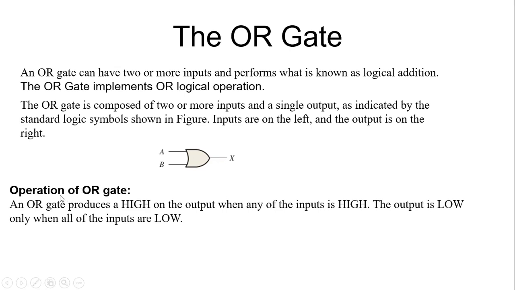Operation of OR gate. An OR gate produces a high on the output when any of the inputs is high. If A is high, the output will be high. If B is high, the output will be high. If both A and B are high, the output will be high. The output will be low if both the inputs A and B are low. So if this is low or 0, and this is 0, the output will be 0.